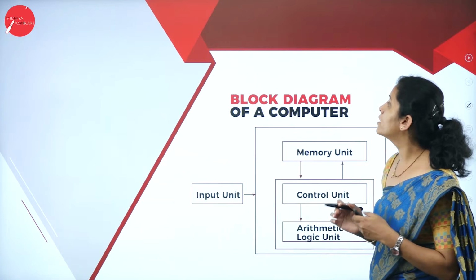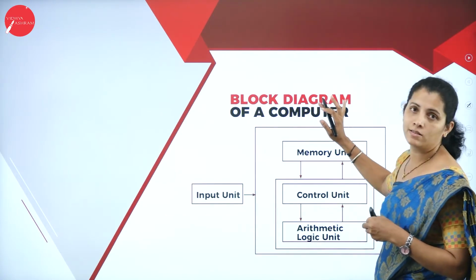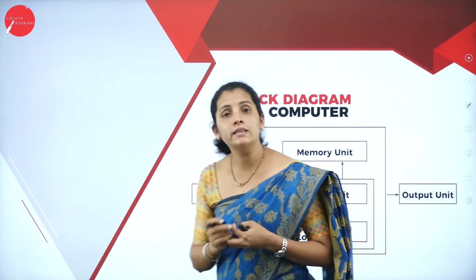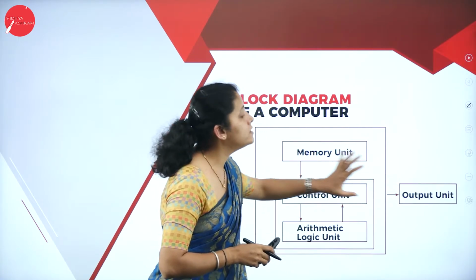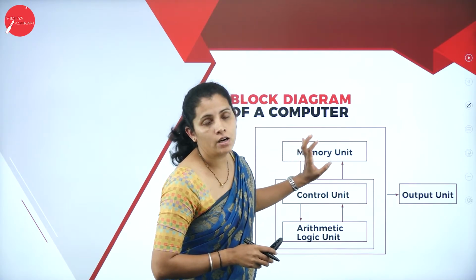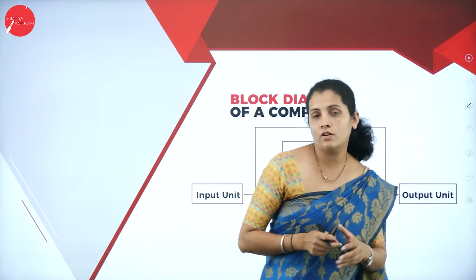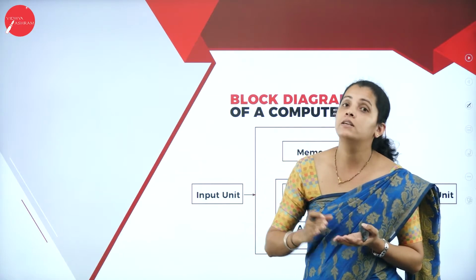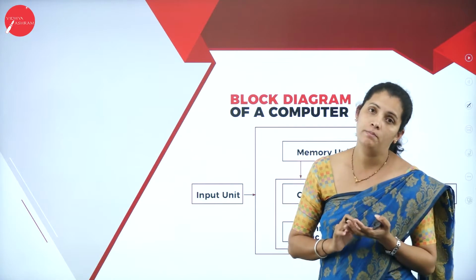Moving further, we are going to have the block diagram of computer system. So here the block diagram of computer system is nothing but the parts of computer system. All the parts must coordinate with each other in order to execute. So these are the important parts of the computer system. Like human body parts, the computer system also has its own parts.